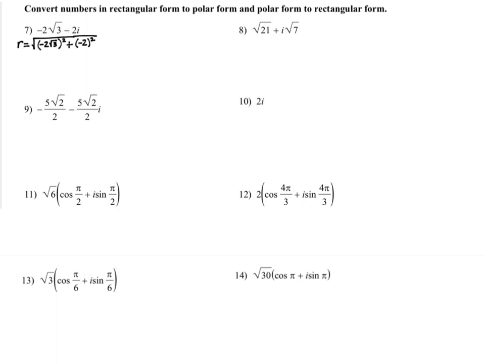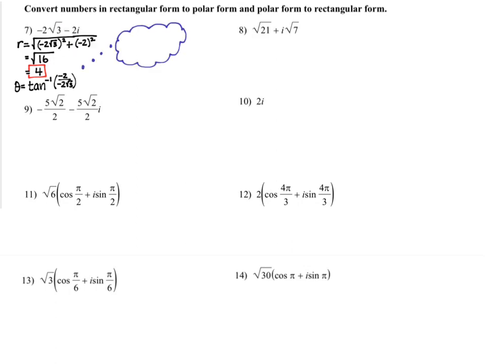Problem number 7, we need to find our r, and we need to find our theta. So r is 4. To find theta, we could use arctan. But you have to recognize what quadrant this is in. Since it's negative and negative, that's quadrant 3.